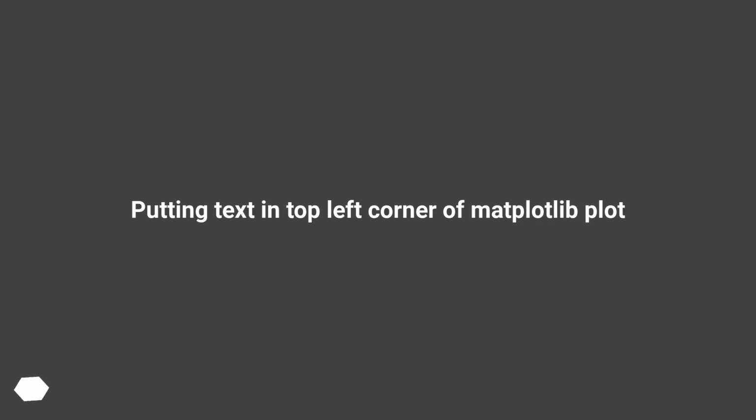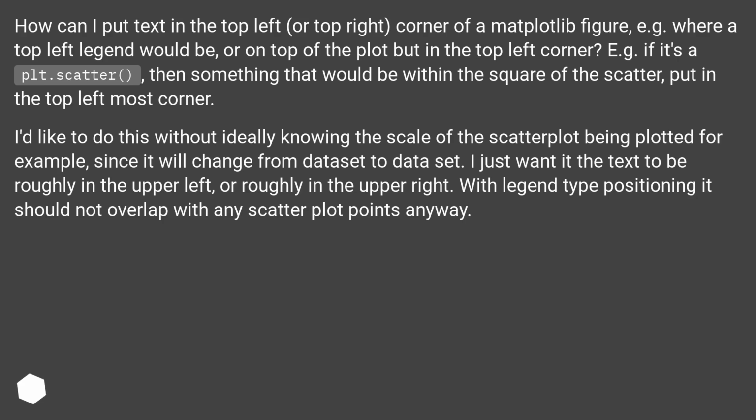Putting text in top left corner of matplotlib plot. How can I put text in the top left or top right corner of a matplotlib figure, for example where a top left legend would be, or on top of the plot but in the top left corner?